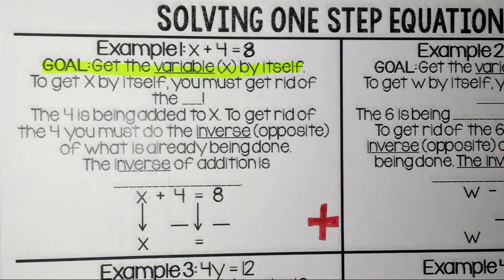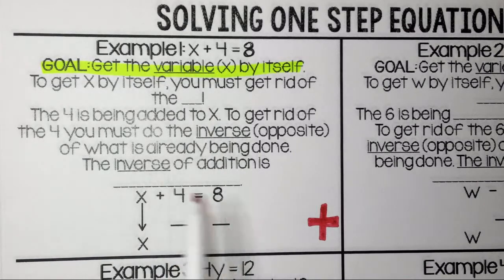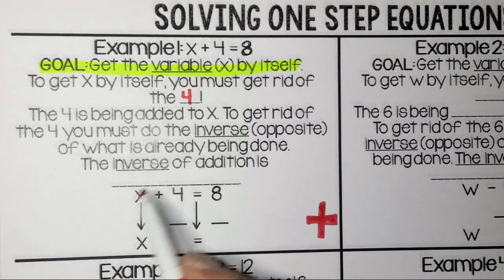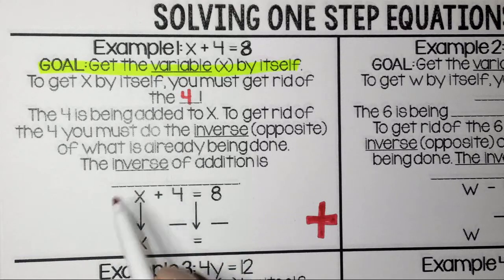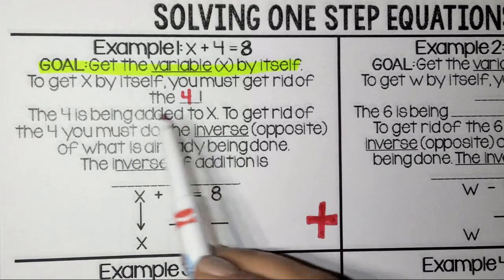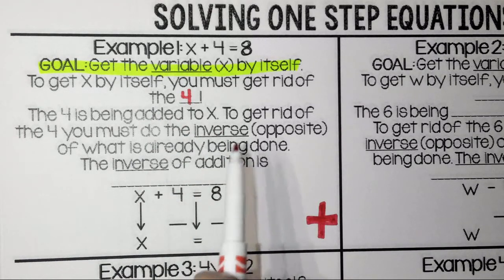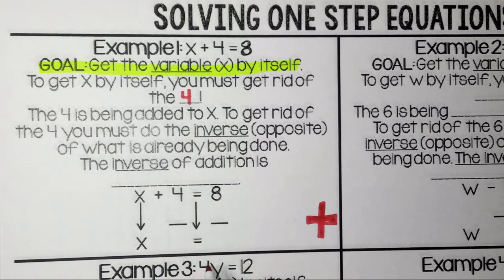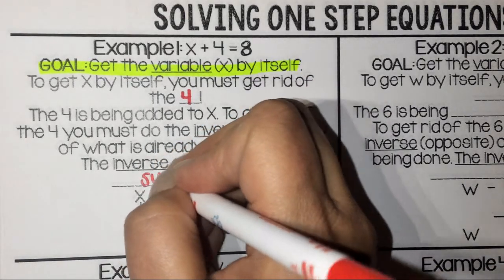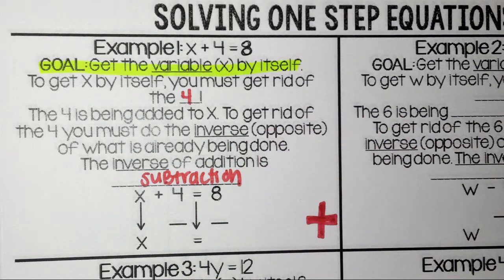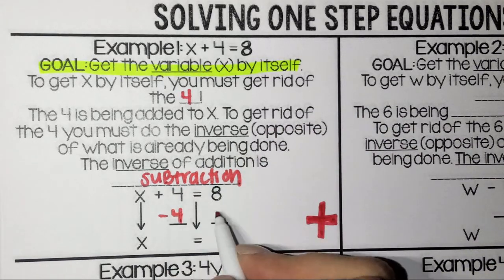Okay, so to get x by itself, what number do I have to get rid of? 4. Okay, I'm always going to want to get rid of the number that is teamed up with my variable. So the number that's on the same side of the equal sign with my variable. So we're adding 4 to x, but I want to get rid of it by using the inverse operation. So what's the inverse of addition? Subtraction. So that means on both sides, I'm going to subtract 4.